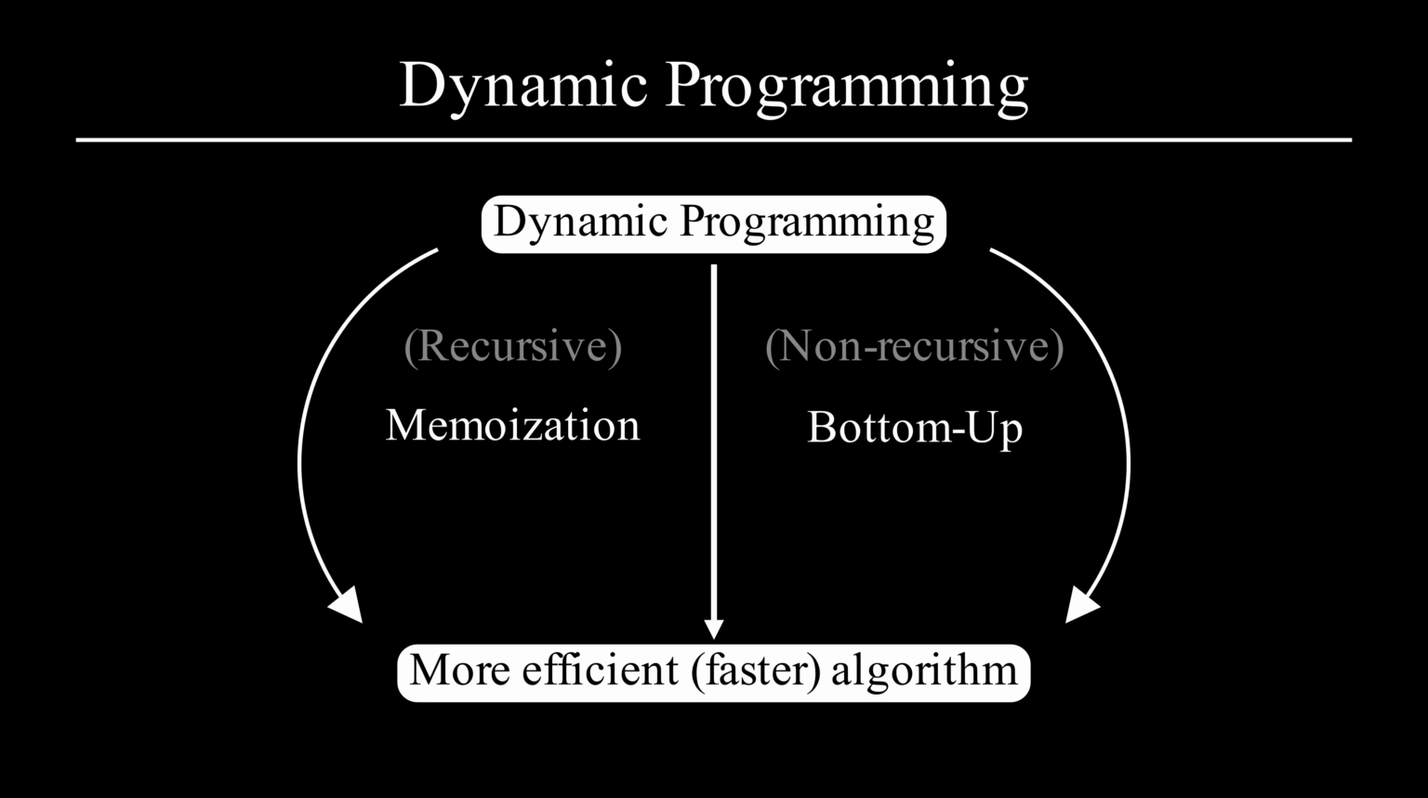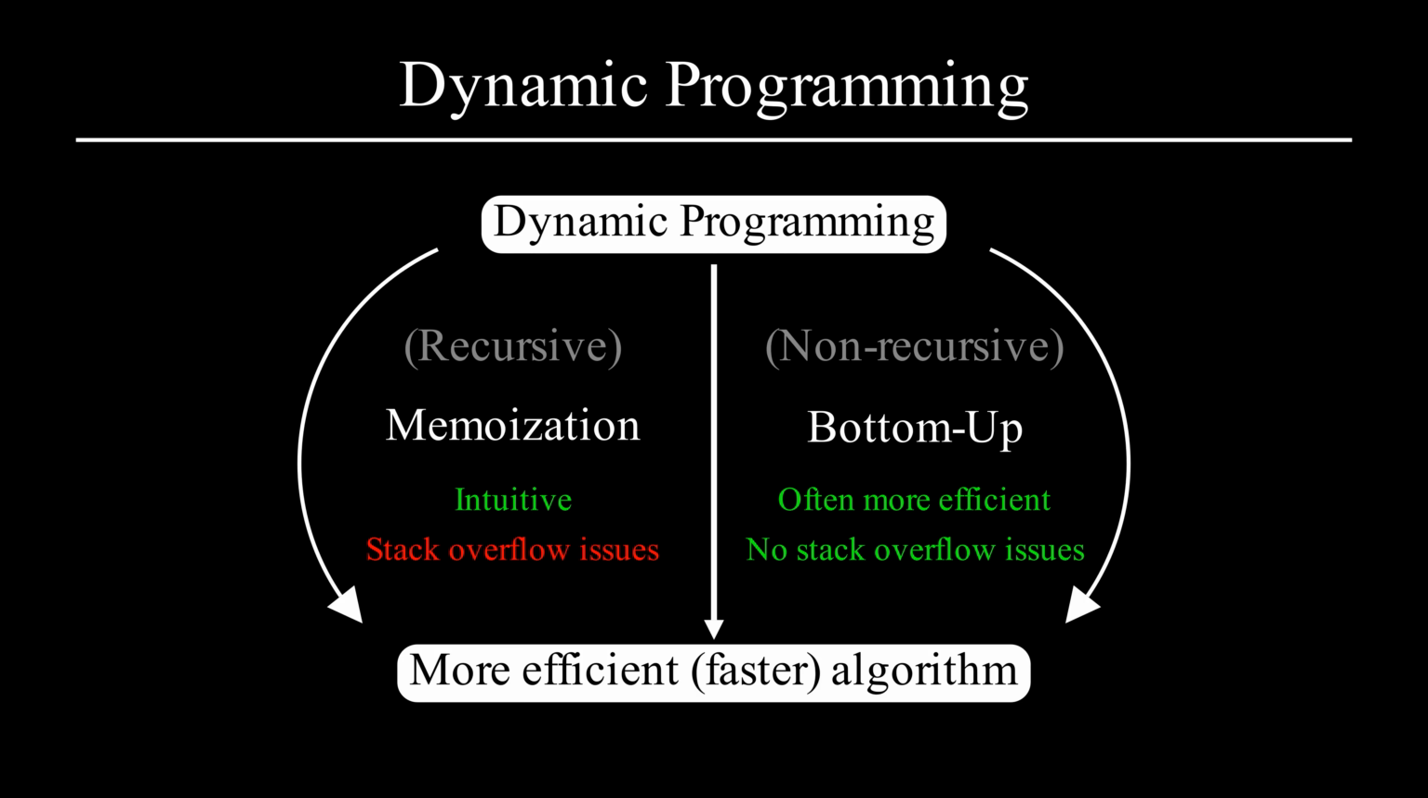The top-down approach is often more intuitive and easier to understand, but may suffer from stack overflow issues due to recursion depth. On the other hand, the bottom-up approach is often more efficient and can avoid the overhead associated with recursion. So remember that if you come up with a recursive algorithm to solve a problem, then you can apply memoization to maintain the recursive property while storing the solutions to smaller subproblems. On the other hand, the bottom-up approach avoids recursion altogether by solving the subproblems iteratively and building up to the final solution.